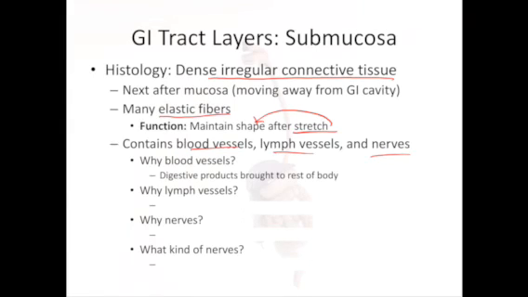Why blood vessels? So we can absorb those digestive products. Why lymph vessels? Because that helps us bring in lipids. We're going to talk about that in a second. And then why nerves? Because that's going to help us contract that smooth muscle. And what kind of nerves is it? It's going to be autonomic neurons.